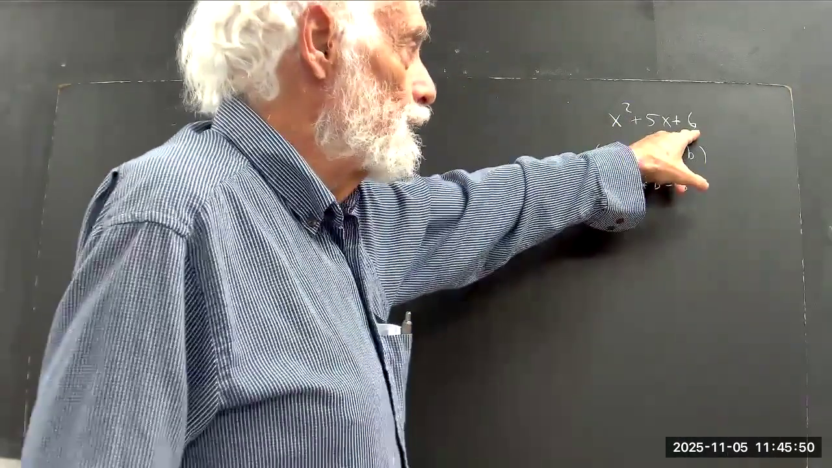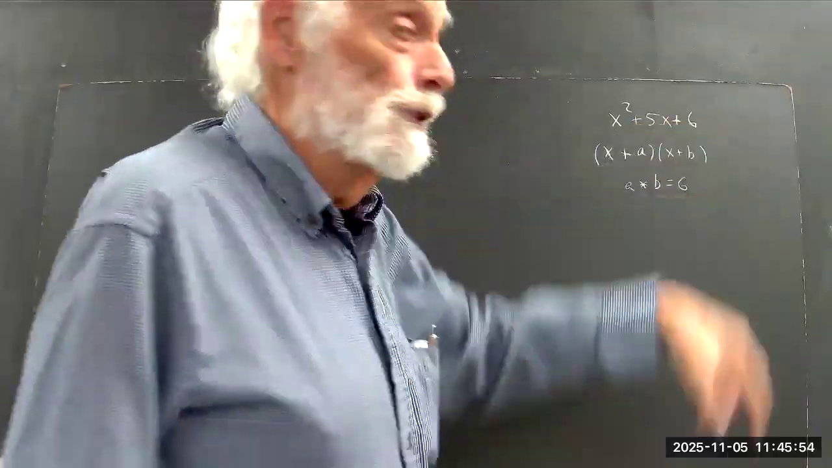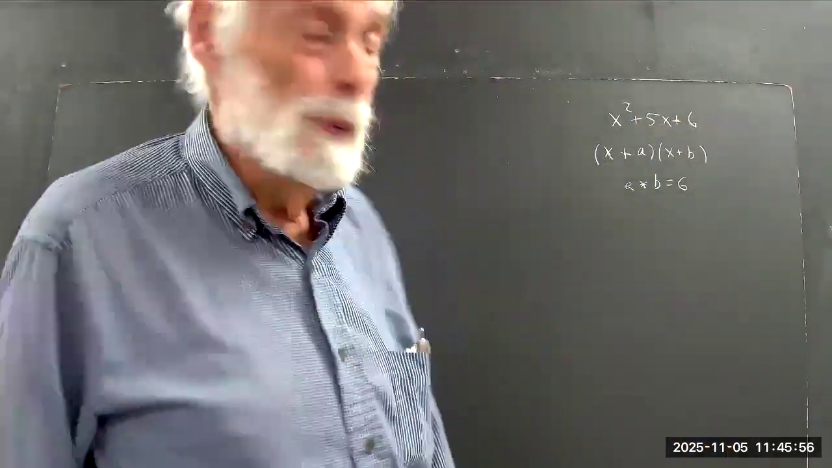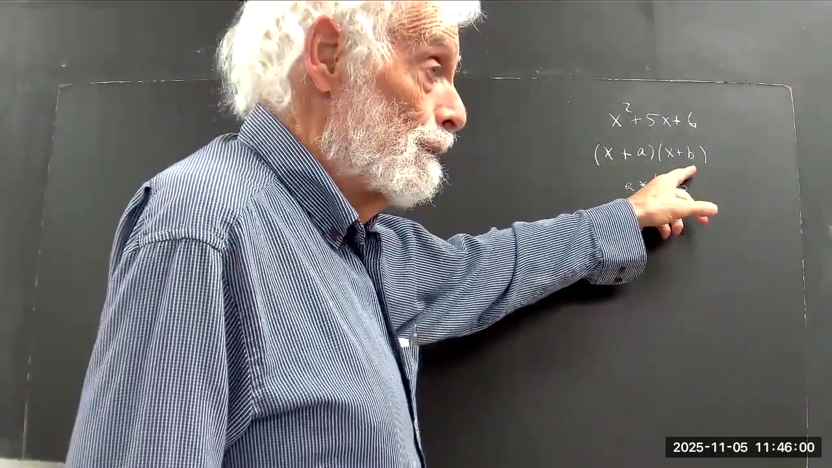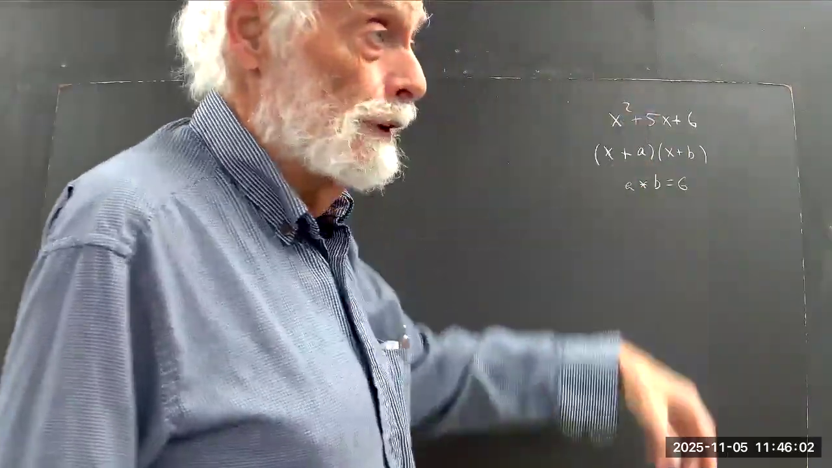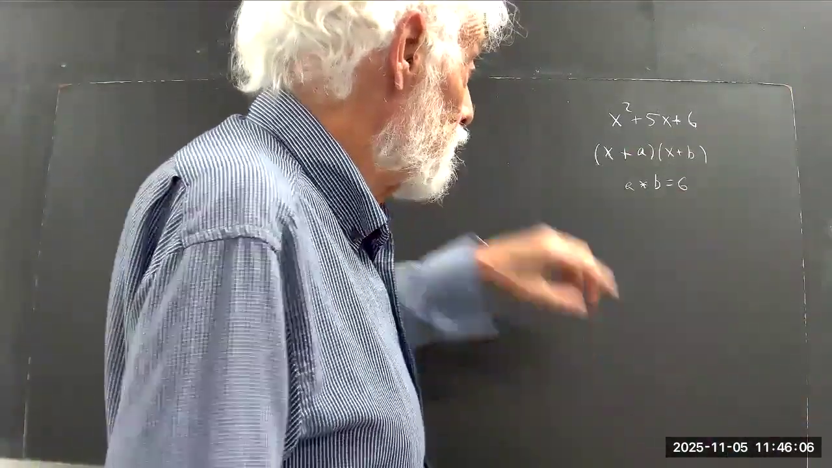the only way we're going to get 6 is if this number times this number equals 6, right? Because when we expand this, we're going to be multiplying a times b. Anything else that we multiply is going to have at least one x in it. A times b has to be 6.